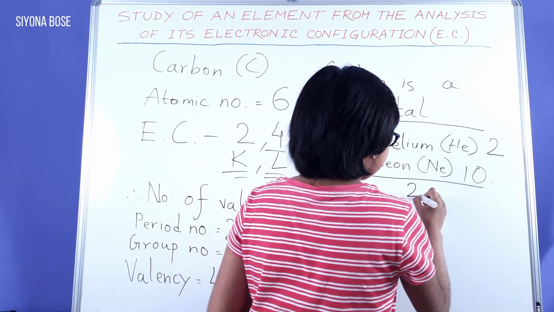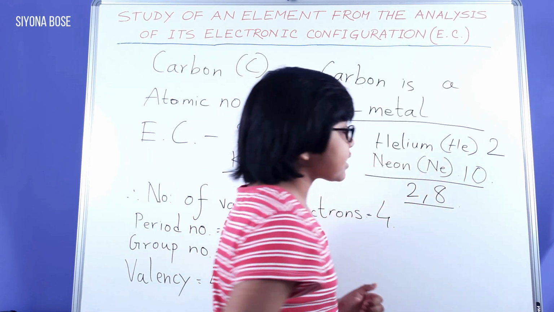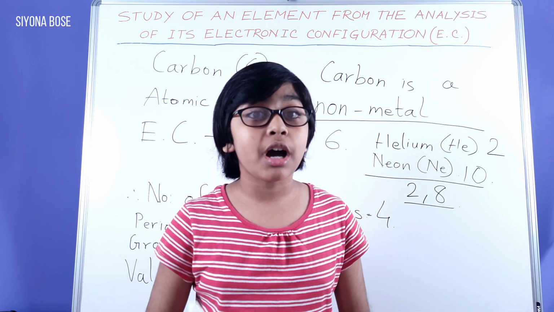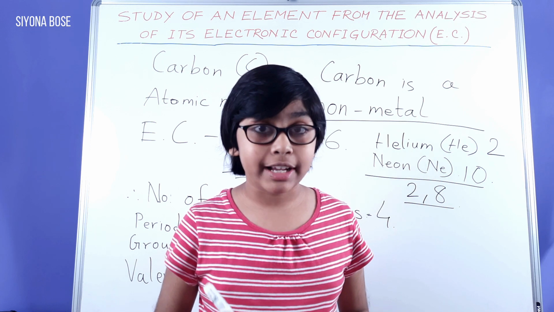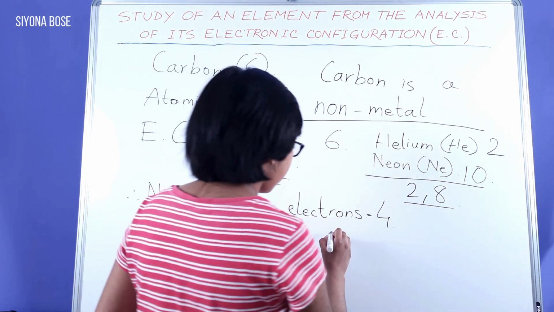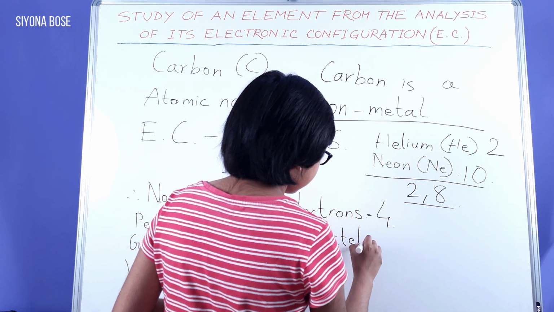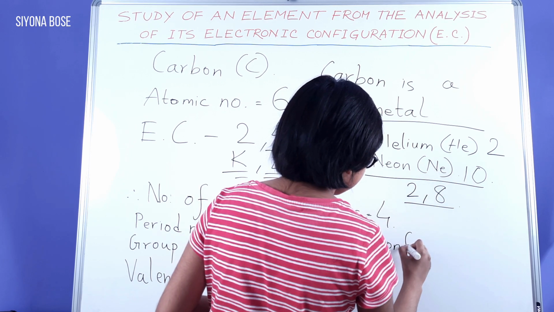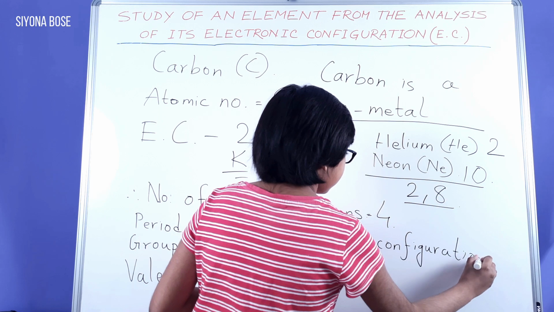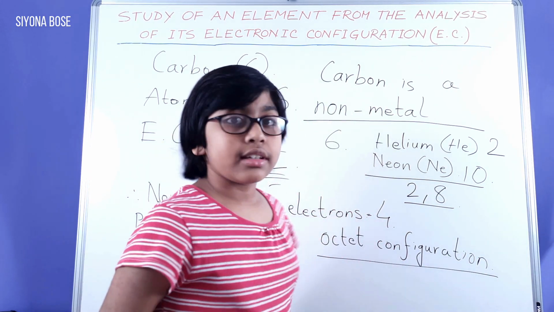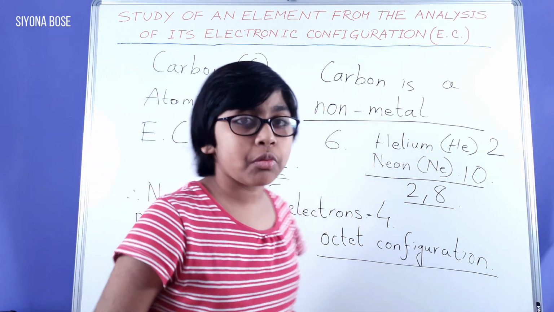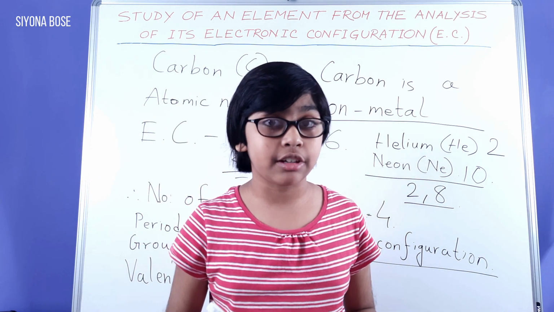Neon has an electronic configuration of 2, 8, which means it has 8 valence electrons. When an atom of an element has 8 valence electrons, it is in an octet configuration. Neon has an octet configuration. Hence, carbon will try to attain this octet configuration.